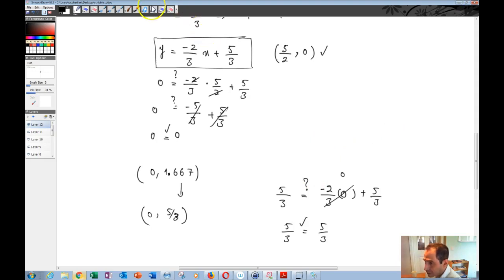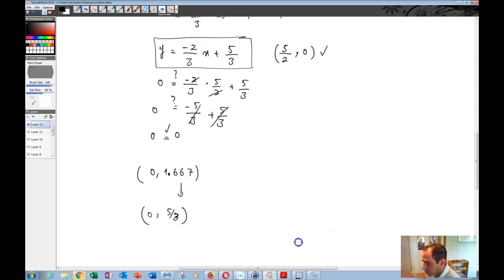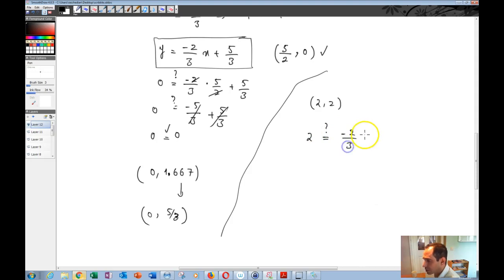If I tried that point in the equation algebraically, let's say the point is 2 comma 2, and I substitute this point in this equation, I'll get 2 is equal to negative 2/3 times 2 plus 5/3, so 2 is equal to negative 4/3 plus 5/3, and 5 minus 4 is 1/3, so 2 is equal to 1/3, which is actually not true.